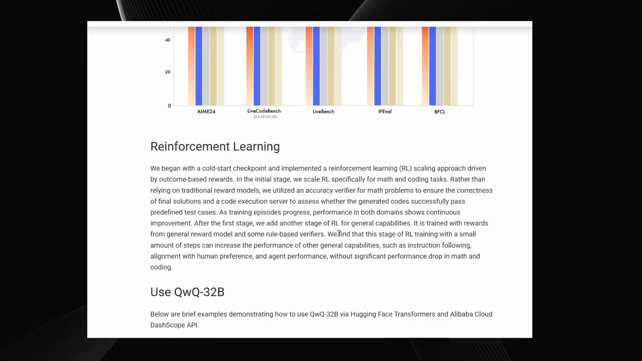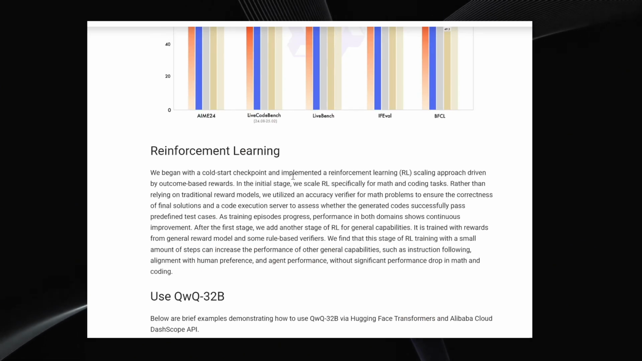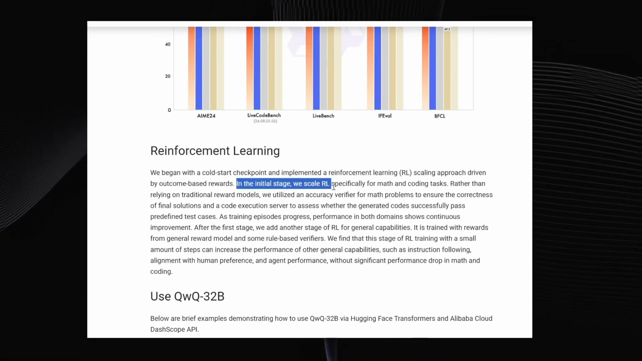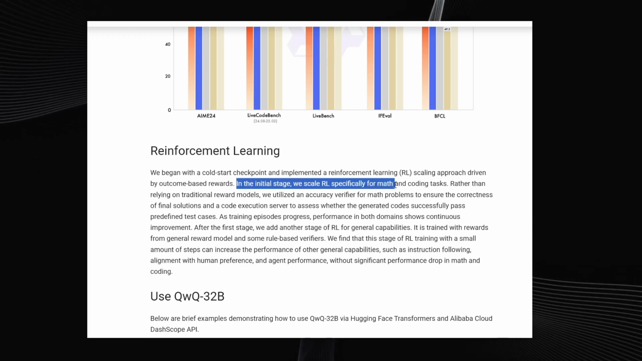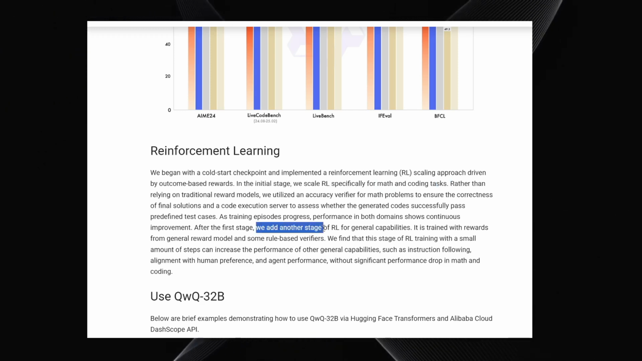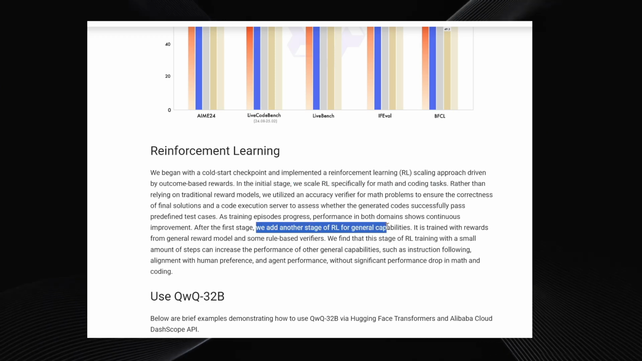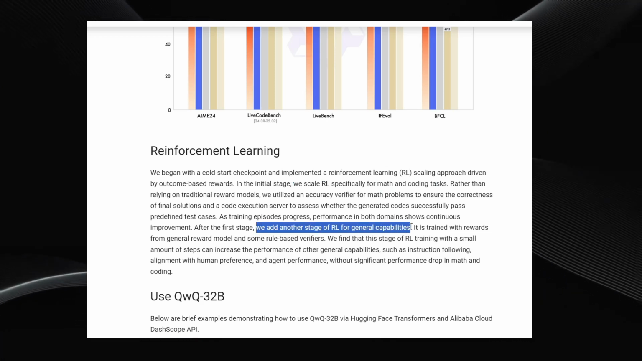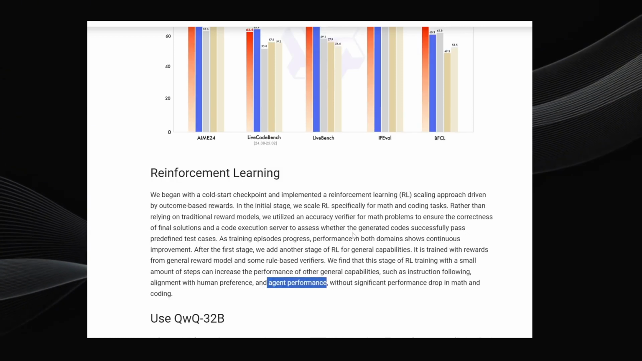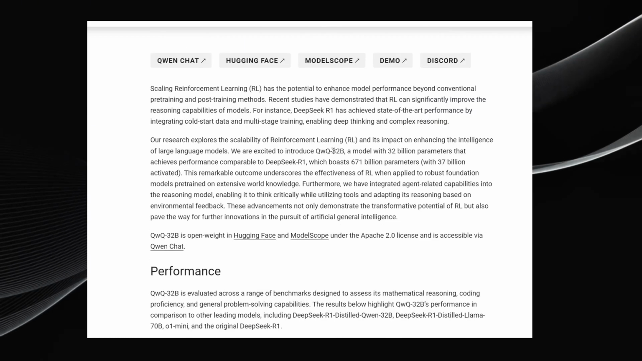They started with reinforcement learning focused on math and coding because those have clear, verifiable answers. It's much easier to reward an AI for getting the right answer in a math equation than for writing a good essay, which can be subjective. Then, after that initial training, they added another layer of reinforcement learning for general capabilities. Things beyond just math and coding, like how well the AI can act as an agent, meaning how well it can follow instructions and complete tasks.